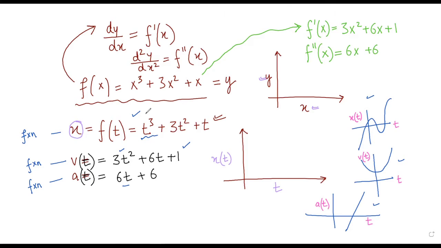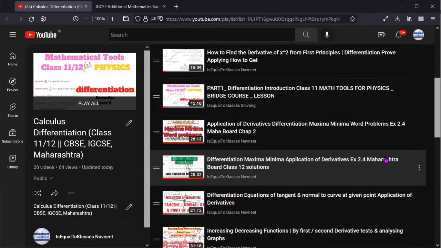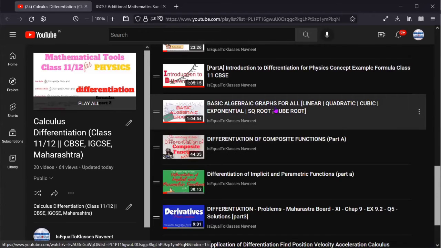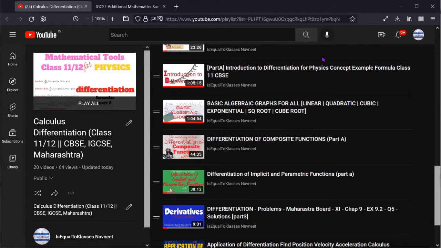So whenever we see a cubic polynomial, a quadratic polynomial, or a linear polynomial, we should be very clear and actually very comfortable with how the graph will look. Are we clear? Yeah. And if you are confused about how the graphs look like, then I think these are basic algebraic graphs for all. This is one of the very important lectures for us. Avantika, are we clear?